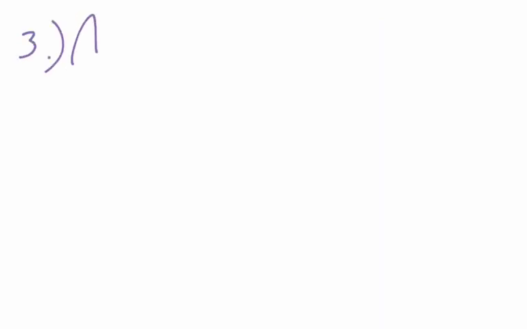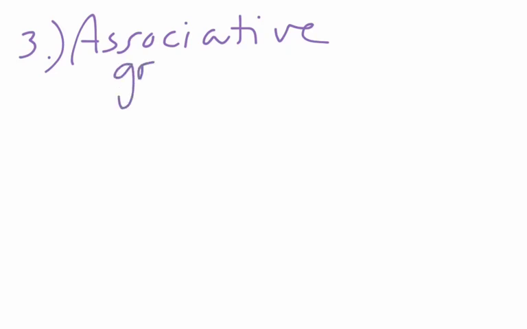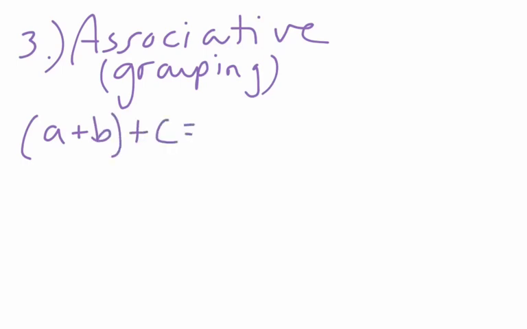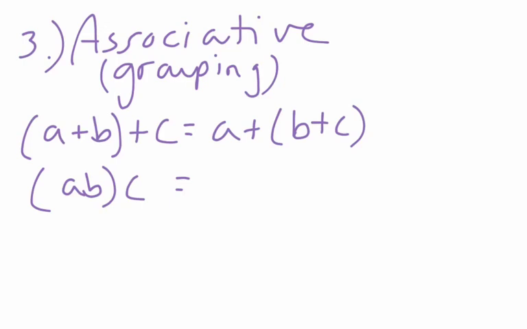Third property is the associative property. This has to do with grouping. If you think of who your associates are here at school, your associates are your group. And this is what associativity means. If you're adding a bunch of numbers, you can add the first two and then add the third one in, or you could add the second two and then add the first one in. So you can regroup, and it also works with multiplication.